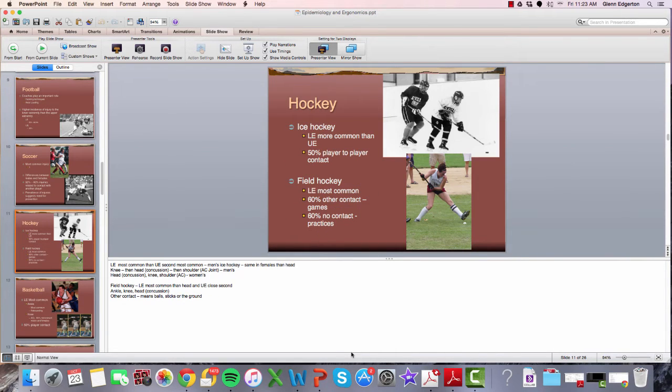In hockey, lower extremity injuries are more common than the upper extremity. 50% are player-to-player contact injuries, so there is a lot of contact in hockey, and that's where half the injuries are occurring, and then the other types of injuries are lower extremity.